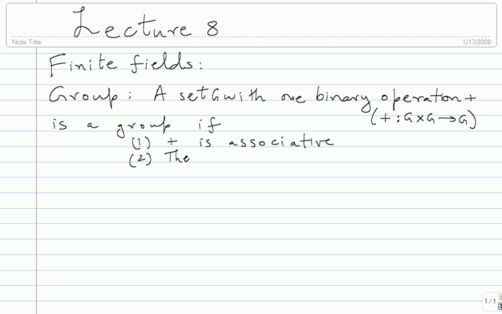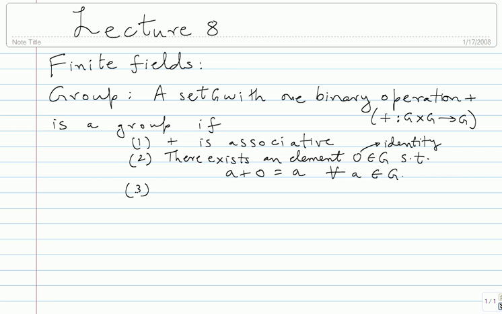There exists an element, I'll call it 0, belonging to G such that A plus 0 equals A for all A in G. Okay. So that's the zero element, the identity. So it's associative, and this is the identity. The zero is called the identity element.